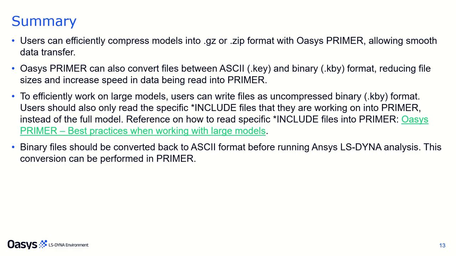So to efficiently work on large models, what we normally recommend is to write out files in uncompressed binary format and to only read specific include files that you are working on into Primer. Because what that means is that you're not reading the full model into Primer, which contains a lot of elements and so on that Primer would be loading that you don't require.